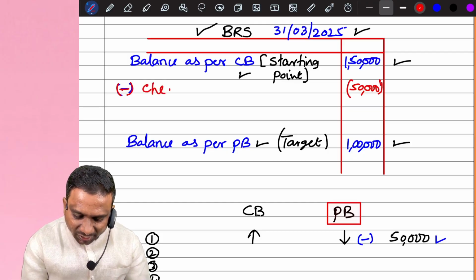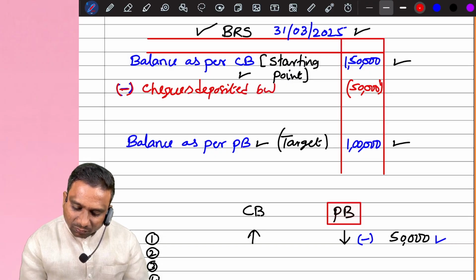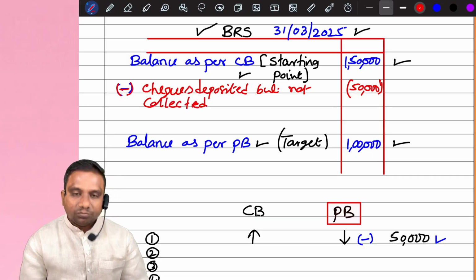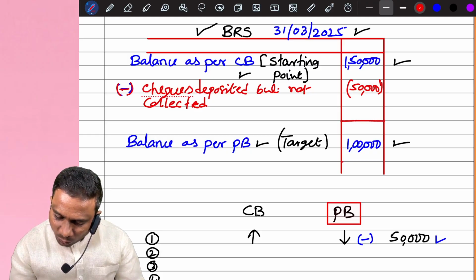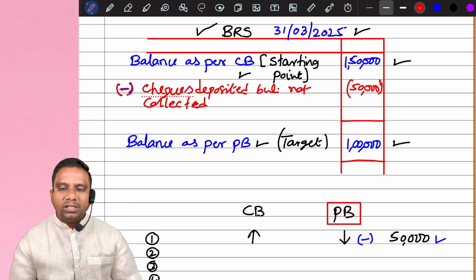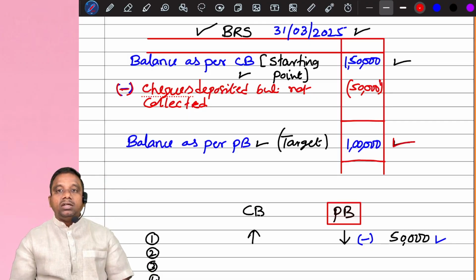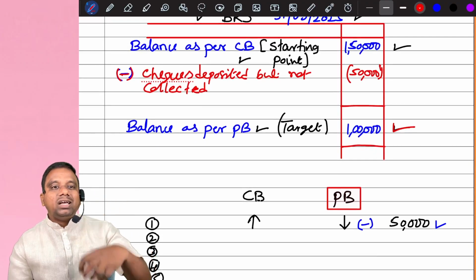Checks deposited. Write down the reason also. Checks deposited but not collected. Over. Now tell me how much amount you are getting. From 1.5 lakh, I am deducting 50,000 rupees and ultimately I am getting the passbook balance. Now you can understand why we are deducting and why we are adding.